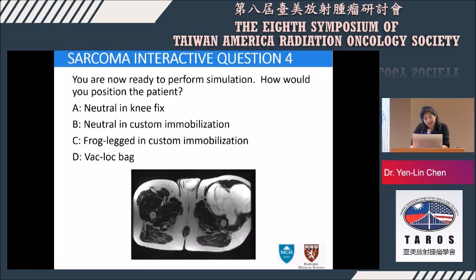So you've decided, this is for the very first case where this turns out to be a deep myxofibrous sarcoma. You're now ready to perform simulation. If you've decided the patient has no other risk factors, and that you would go ahead and do preoperative radiation to 50 gray for this histology, how would you position the patient? Go ahead and vote.